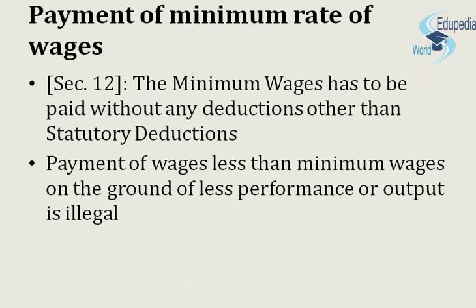Section 12 explains the payment of minimum rate of wages. It says the minimum wages have to be paid without any deductions other than statutory deductions. Payment of wages less than minimum wages on the grounds of less performance or output is illegal. Documents like annual returns, muster roll, register of wages, wage slip are all important documents which help in the payment of minimum rate of wages.